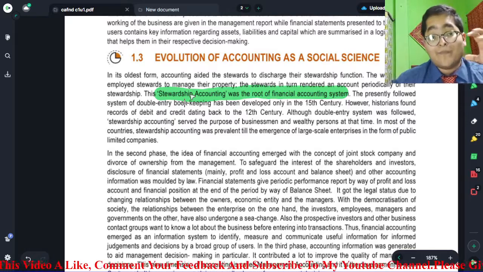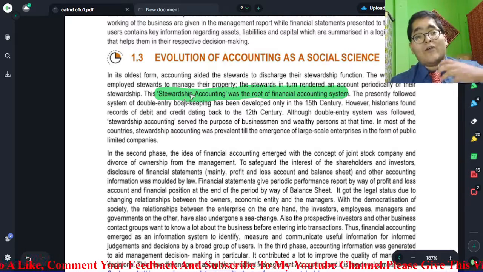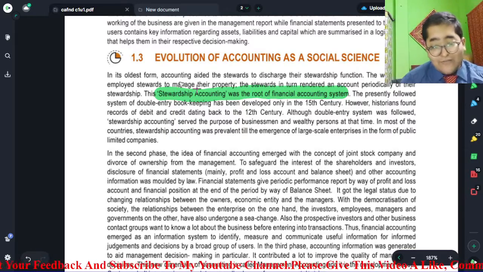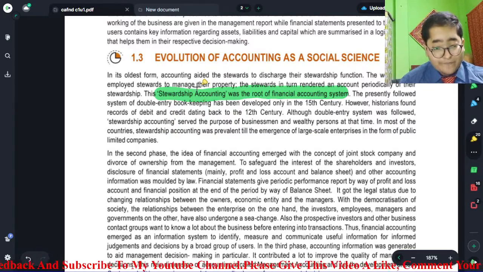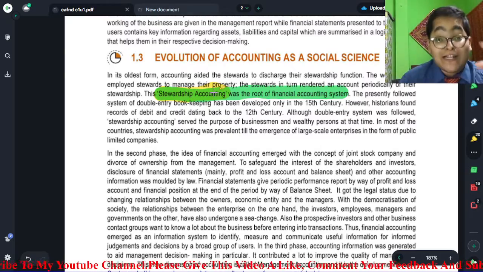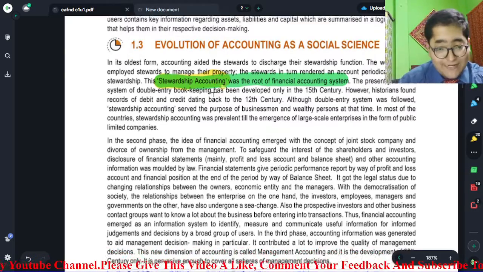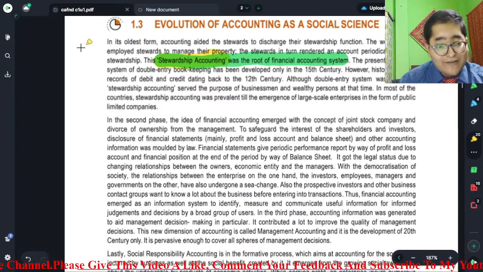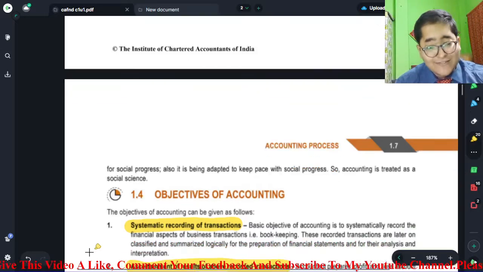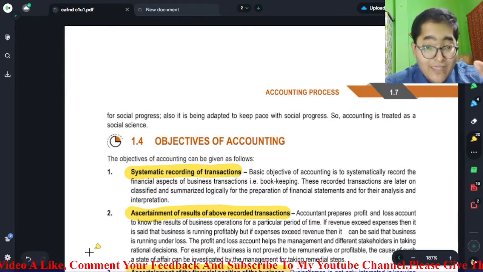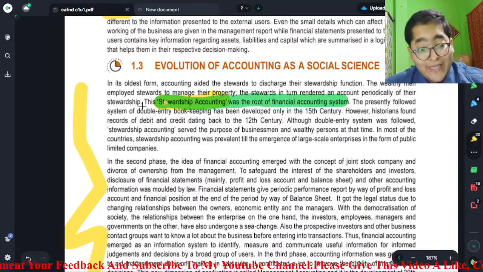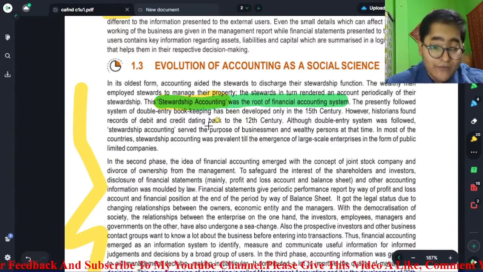The financial accounting system evolved from that stewardship accounting. So this stewardship accounting is very important. It has given rise to the financial accounting system of today. The rest of this paragraph is not so important. You can read it for your reference, and it's not important from the exam point of view. But that point is very important, that the financial accounting system comes from stewardship accounting.